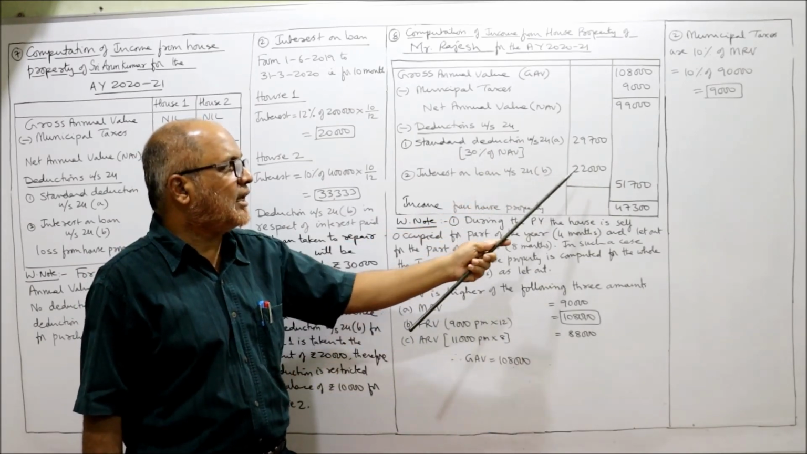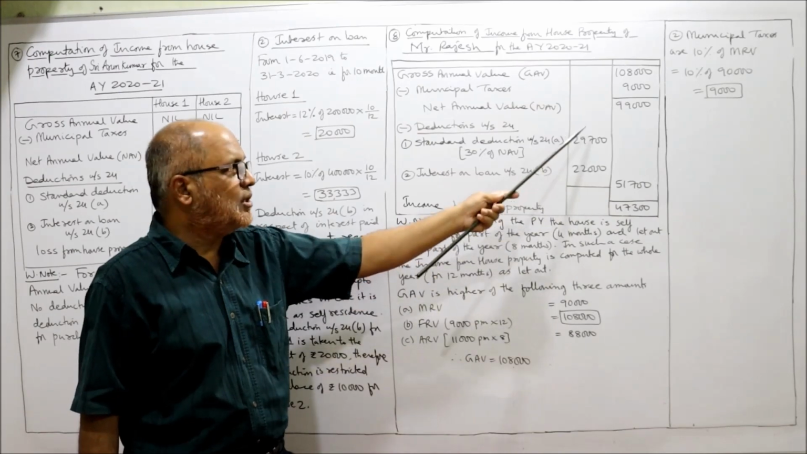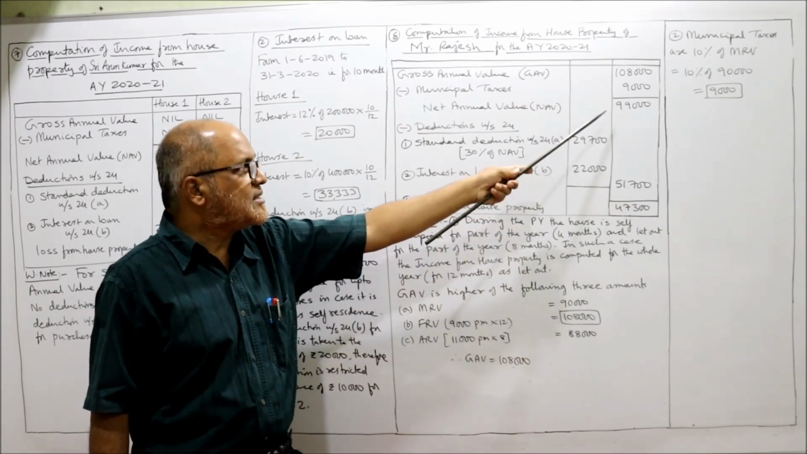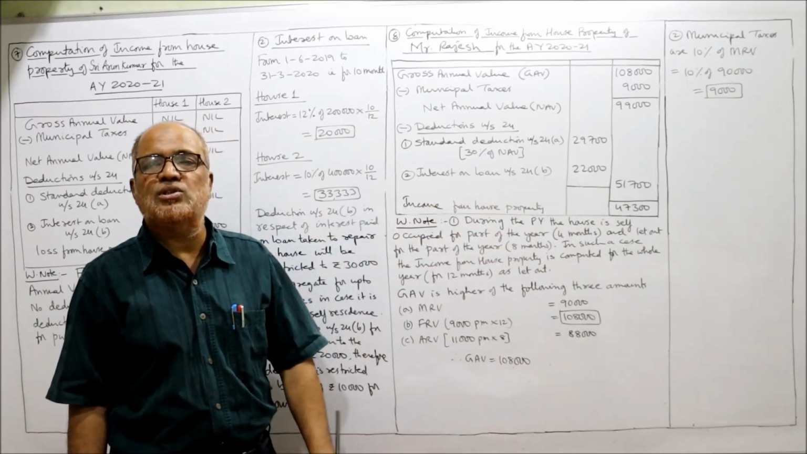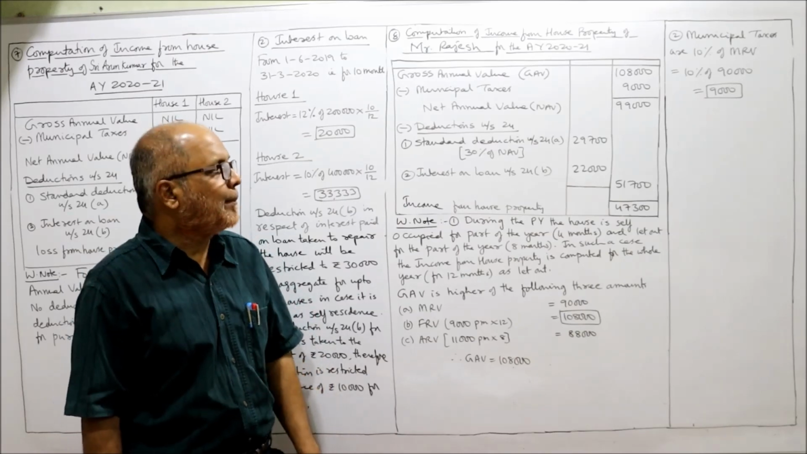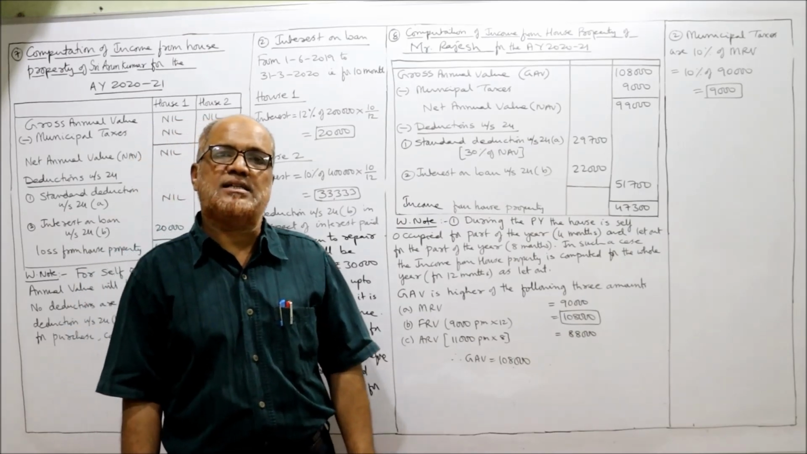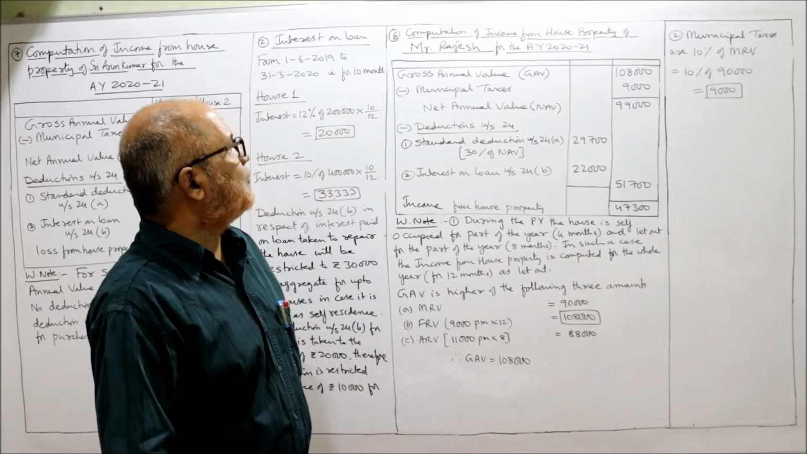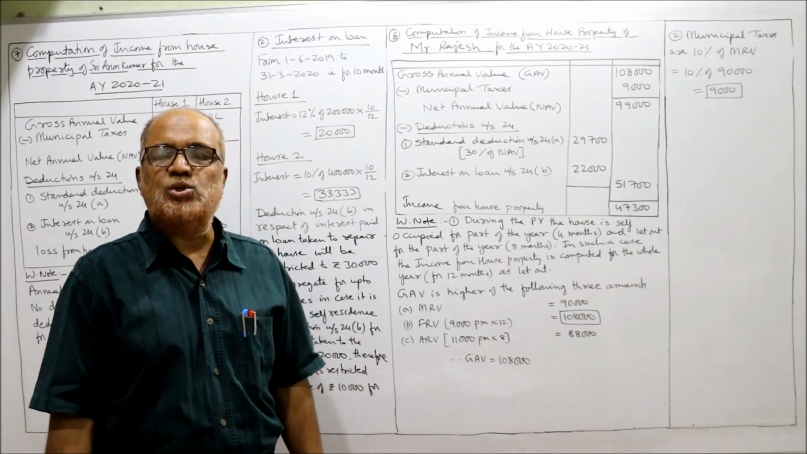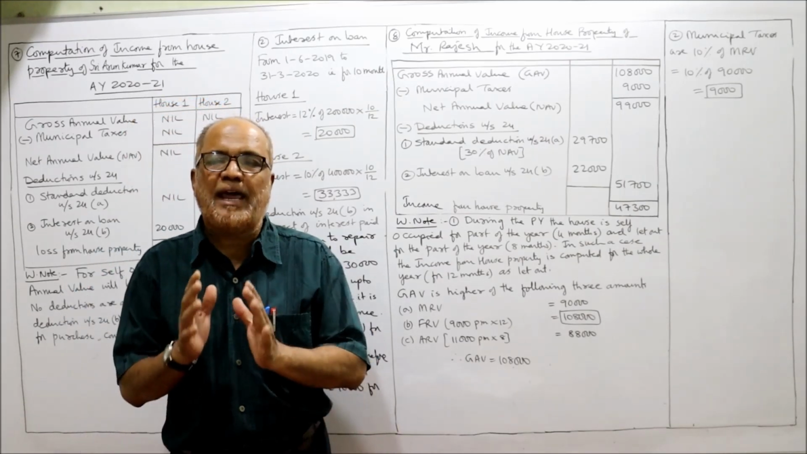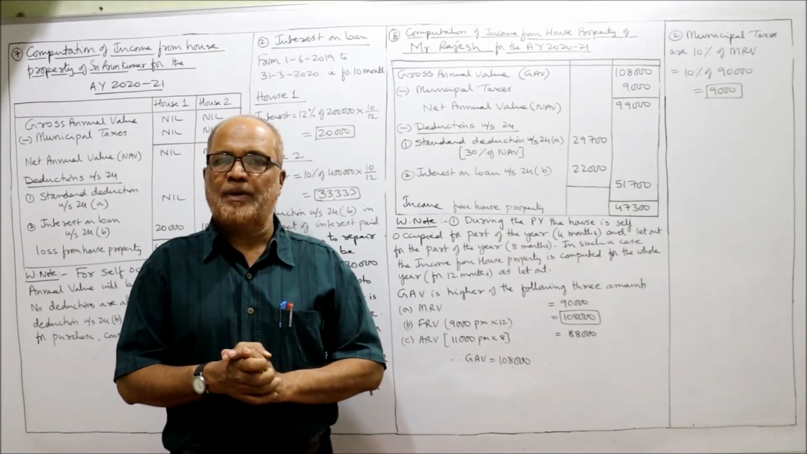And interest on loan taken to construct the house 22,000. Total 51,700. Subtract, you will get 47,300 as the income from house property. That's it. So this is the end of problem number 8. So far 8 problems I have explained on computation of income from house property.